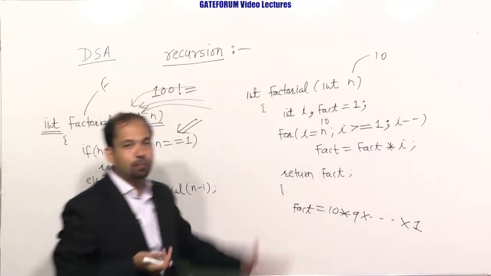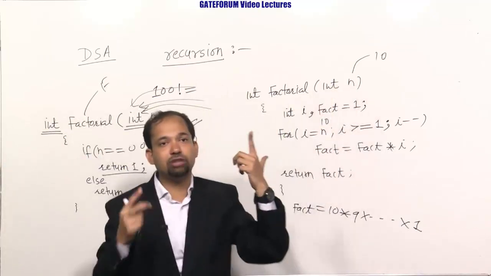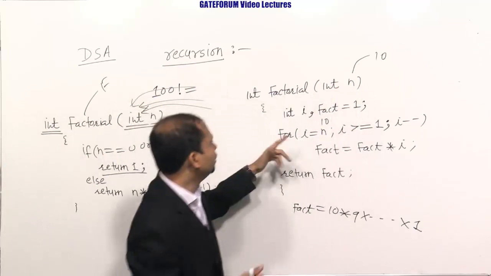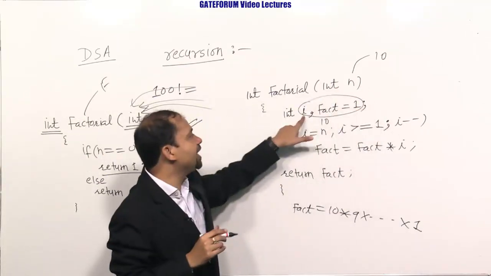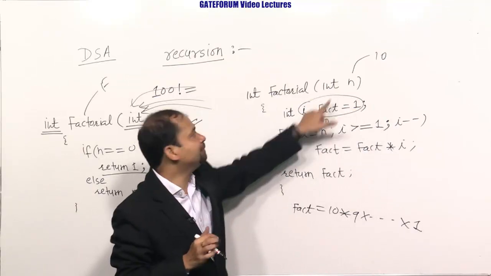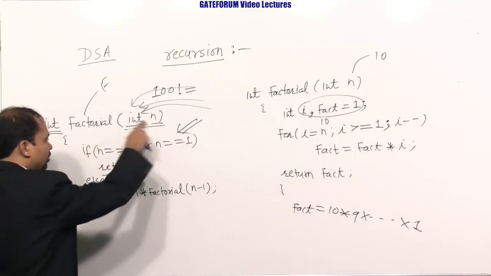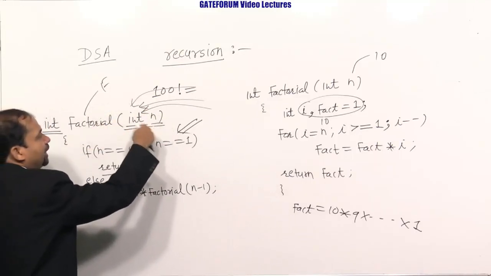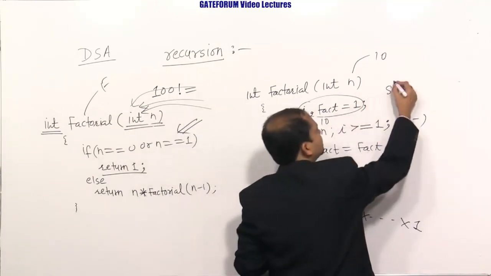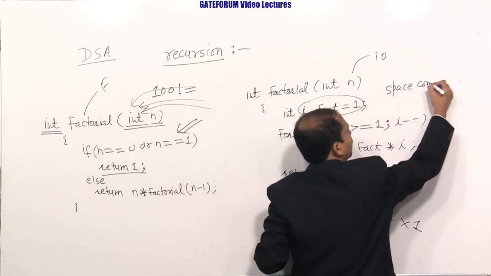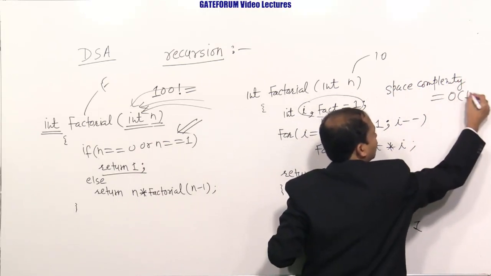So here, what is the space complexity? Irrespective of this n, whether n is 100 or 200 or 300, you need only 2 variables to store, i and fact. Here, if n is 10, you need 10 variable spaces for storing n every time. Here you require only 2 variables. So here the space complexity is constant, order of 1, meaning constant.